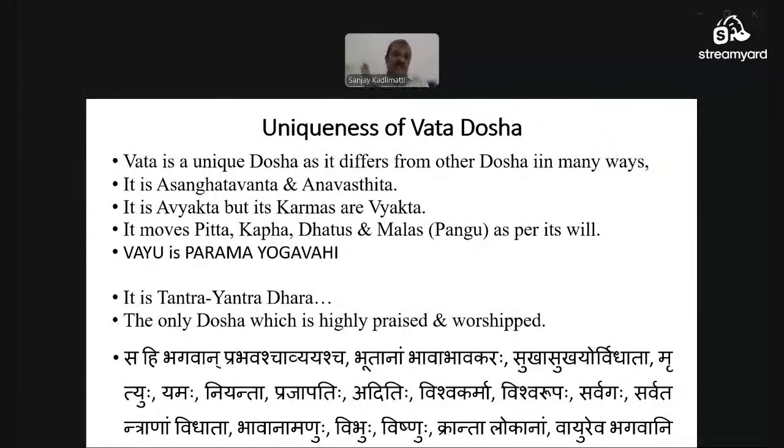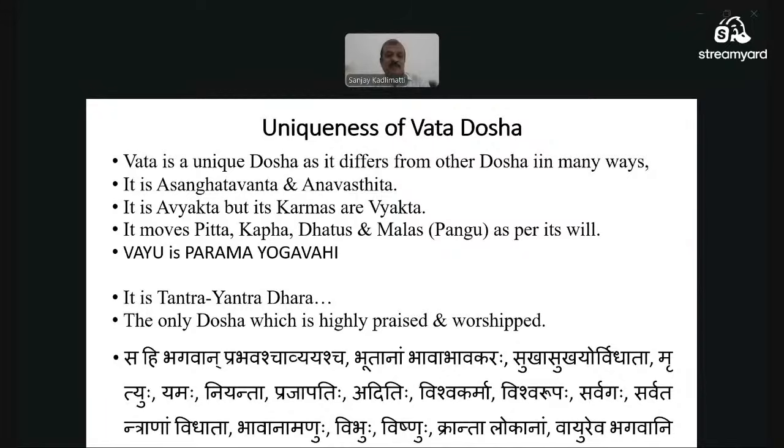And look at this sloka, what I have written in Sanskrit. Tell me one dhatu, dosha, or mala which has been given so many high praising words and which is worshipped like a god. None of them. Even though rasa, rakta, oja, shukra, pitta, kapha, none of them have been given so much importance like the words used for Vayu in the same chapter.